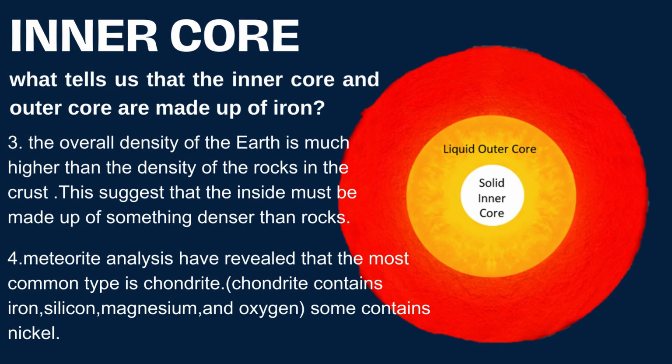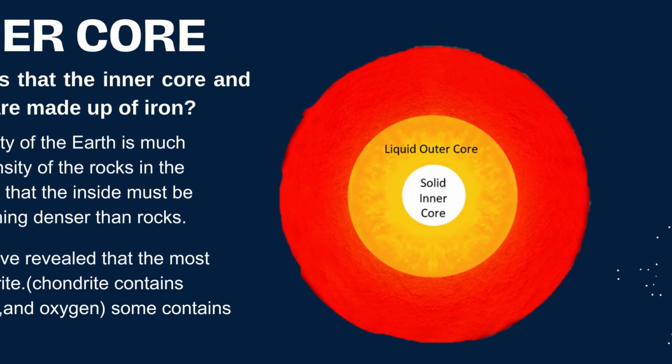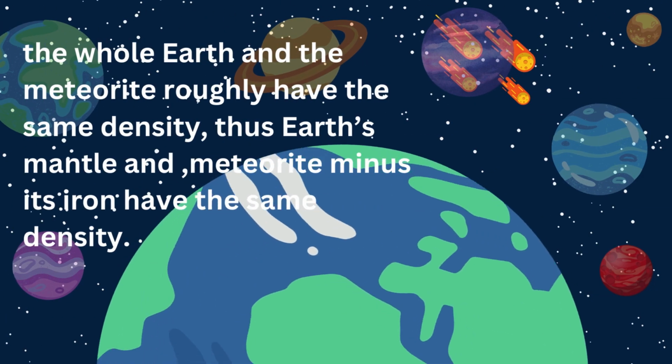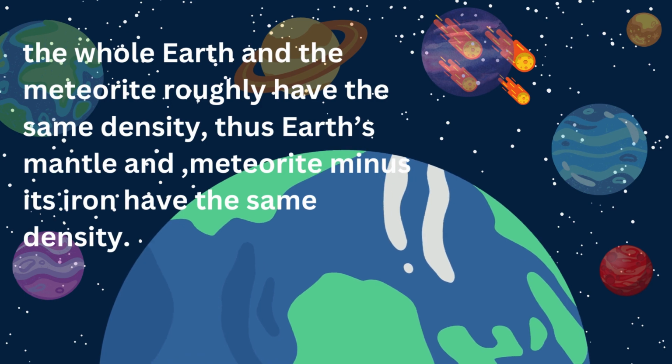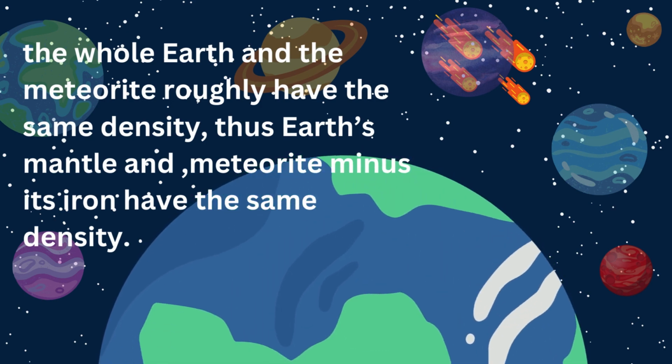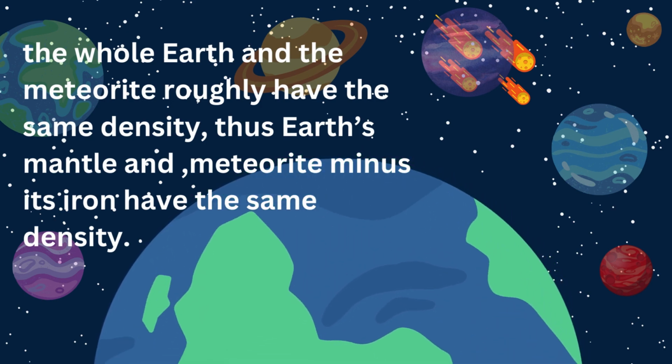3. The overall density of the Earth is much higher than the density of the rocks in the crust. This suggests that the inside must be made up of something denser than rocks. And number 4. Meteorite analysis has revealed that the most common type is chondrite. Chondrite contains iron, silicon, magnesium, and oxygen. Some also contain nickel. The whole Earth and the meteorite roughly have the same density, thus Earth's mantle and meteorite minus its iron have the same density.